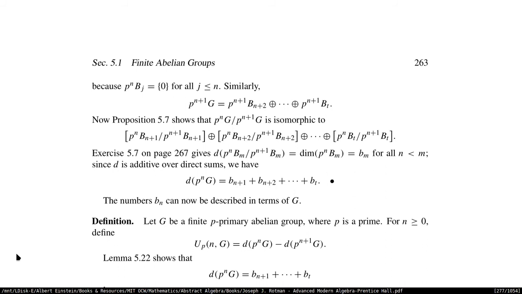Now exercise 5.7 on 267 gives us this. God, referring back to previous exercises is one thing, but referring to upcoming exercises doesn't make sense. Like, what do you mean? To understand this theorem, we have to go ahead and do that problem.